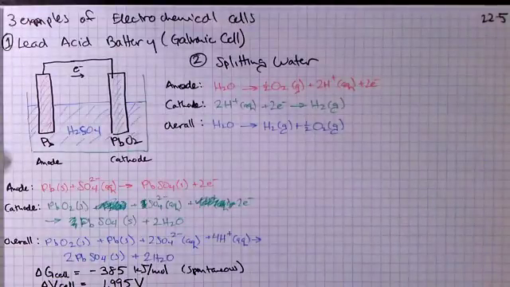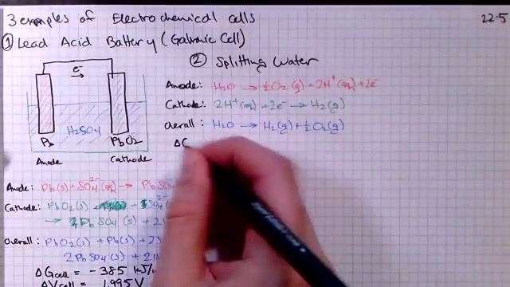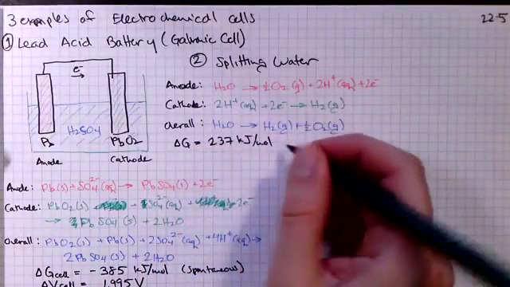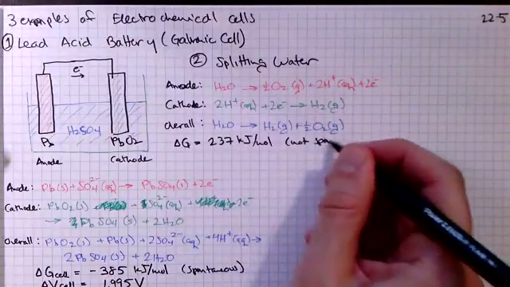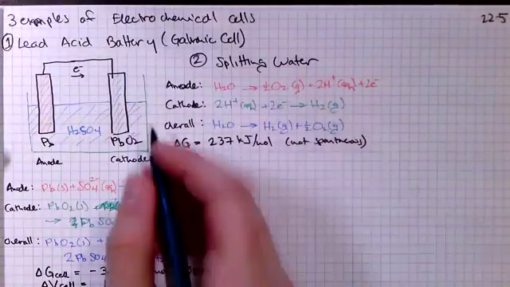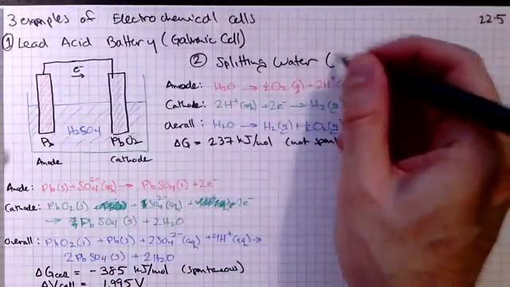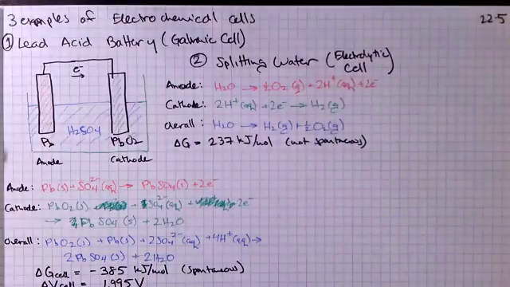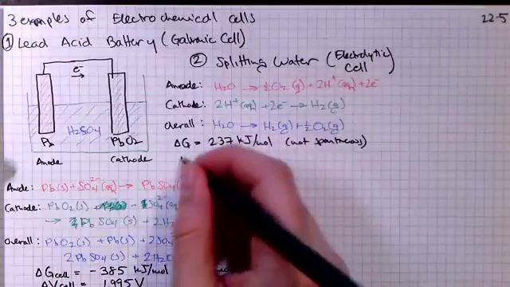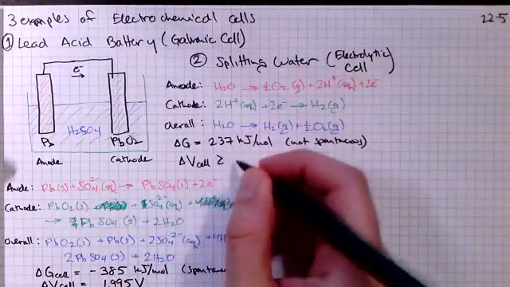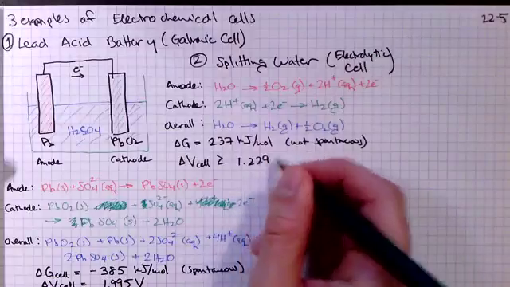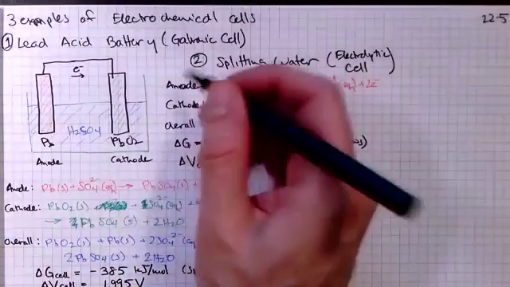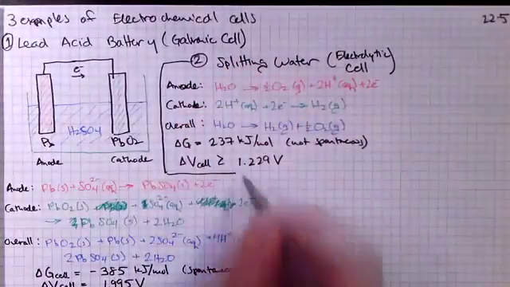So here, if we calculated delta G, the change in the Gibbs free energy, that would be equal to 237 kilojoules per mole. So this is not spontaneous. So this kind of reaction would be an electrolytic cell. And the change in difference in voltage would have to be greater than or equal to 1.229 volts.